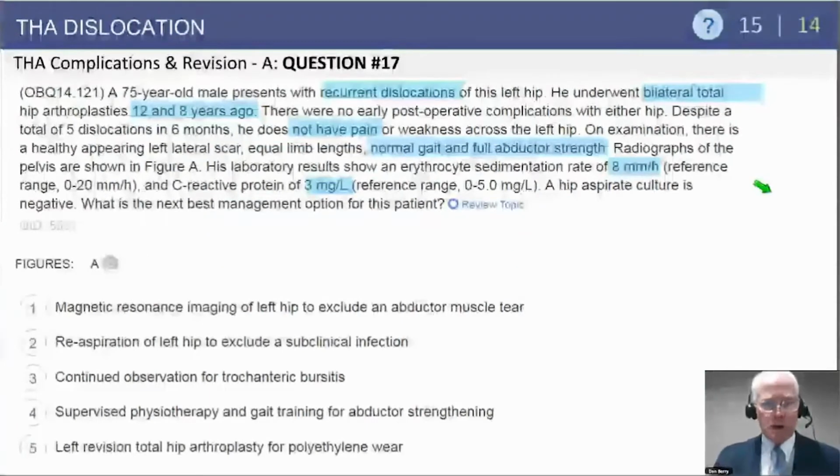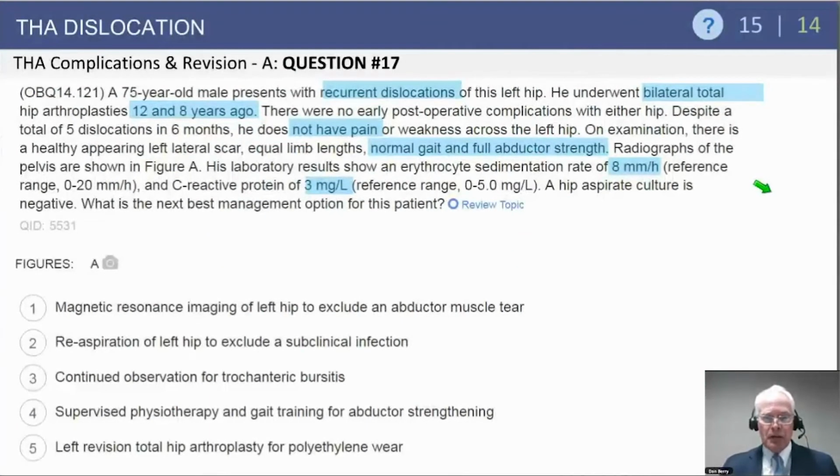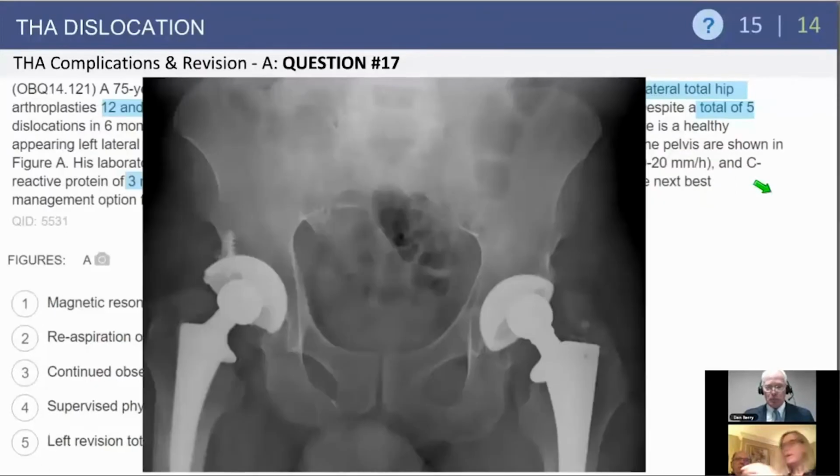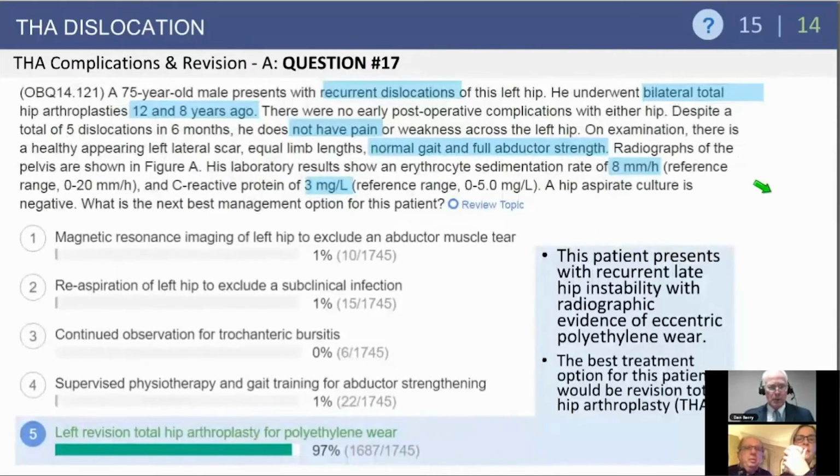The next question concerns a 75-year-old person who presents late after arthroplasty of his left hip with recurrent hip dislocation. Some key points in the history: the patient does not have pain, and the patient has normal gait and full abductor strength, and there's nothing to suggest infection. The radiographs of the left hip demonstrate polyethylene wear after the hip's been reduced.